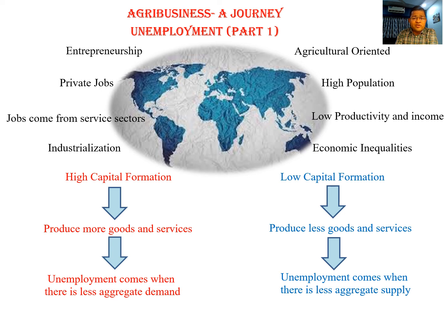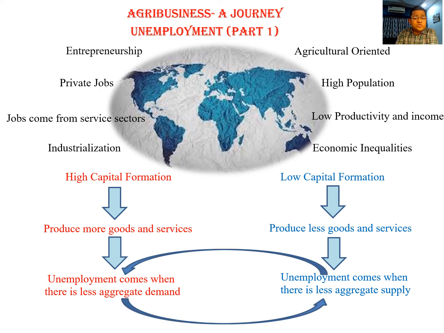So to target the unemployment situation, developed countries always look towards the east and underdeveloped and developing countries always look towards the west. It means underdeveloped and developing countries export raw materials and import finished goods, whereas developed countries export finished goods to underdeveloped and developing countries. This is the situation that occurs.